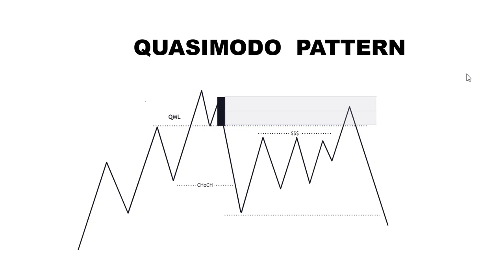In today's video, I'm going to talk about the Quasimodo pattern. The Quasimodo pattern can equally be called the QML pattern. The QML pattern is essentially a reversal pattern that can indicate a change in market direction. This QML pattern has two types and I will explain the two types in today's video.